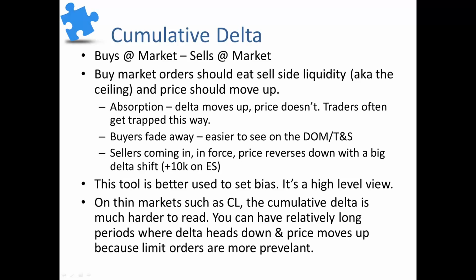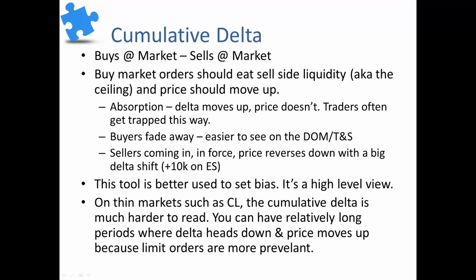If you haven't seen that, it looks a bit like a price chart, but it shows buy market orders minus sell market orders. So buy market orders should eat the sell side liquidity. It should eat the ceilings and price should move up. So we don't see the ceilings, but we know that they're there, right? We know that the floors and ceilings have got to be there. Now, on the cumulative delta, absorption is characterized by the delta moving up, but the price not moving up, okay? And that is traders getting trapped.